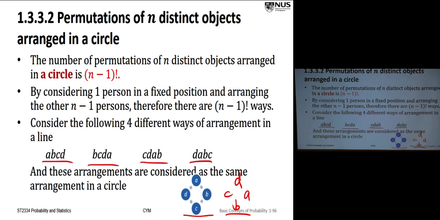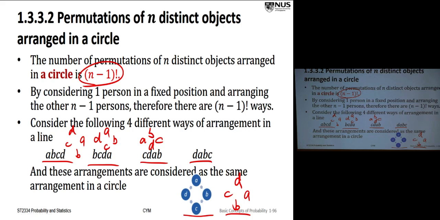If you arrange in a row, these are 4 different arrangements. But if you arrange in a circle, A, B, C, D. Start with B, C, D, A. This one, C, D, A, B. You see, basically they are the same thing. You just shift around, turn it 90 degrees or 180 degrees or 270 degrees. So they are all the same. So we divide by the number of objects. So it's n minus 1 factorial.